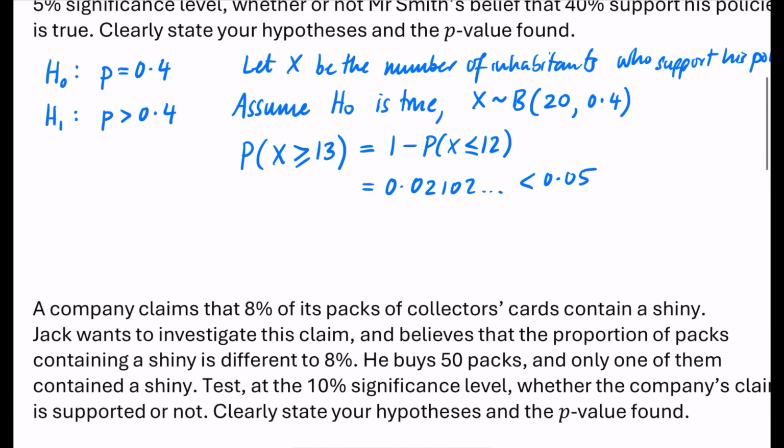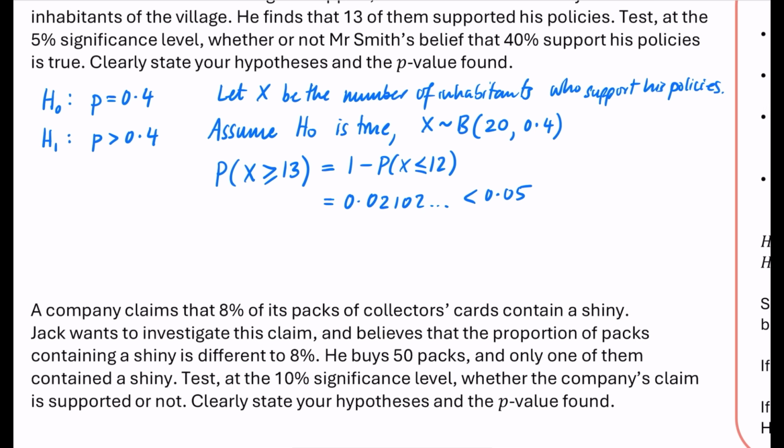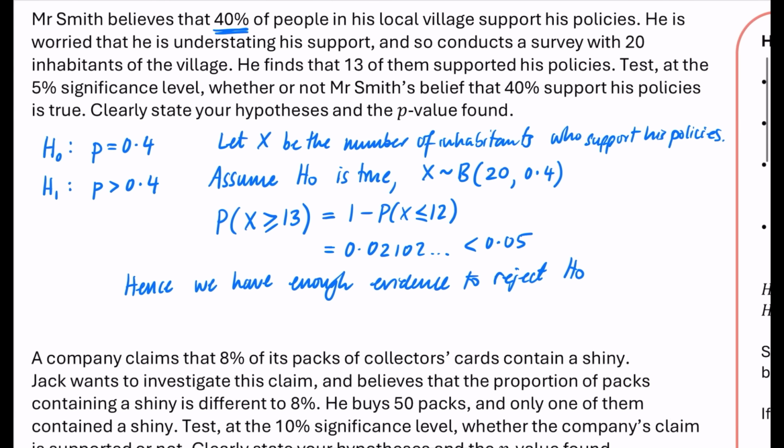So what I'm just going to do is a conclusion sentence, and that conclusion sentence should always be in the context of the question. So I'm going to say, hence, we have enough evidence to reject H0. You could say we have enough evidence to accept H1, but I often talk about H0 rather than H1. So here we have enough evidence to reject H0.